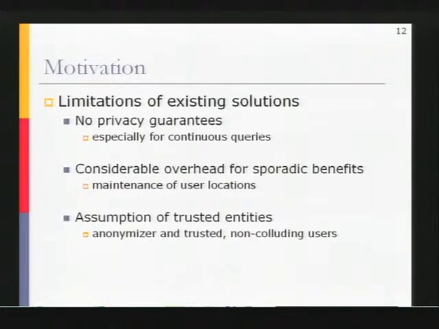Another problem, very important: there are a lot of assumptions on trusted entities. We assume that the anonymizer is trusted. That's fine, but what if it gets broken into? Furthermore, it is a bottleneck of performance, right? Then we assume that we have non-colluding users.